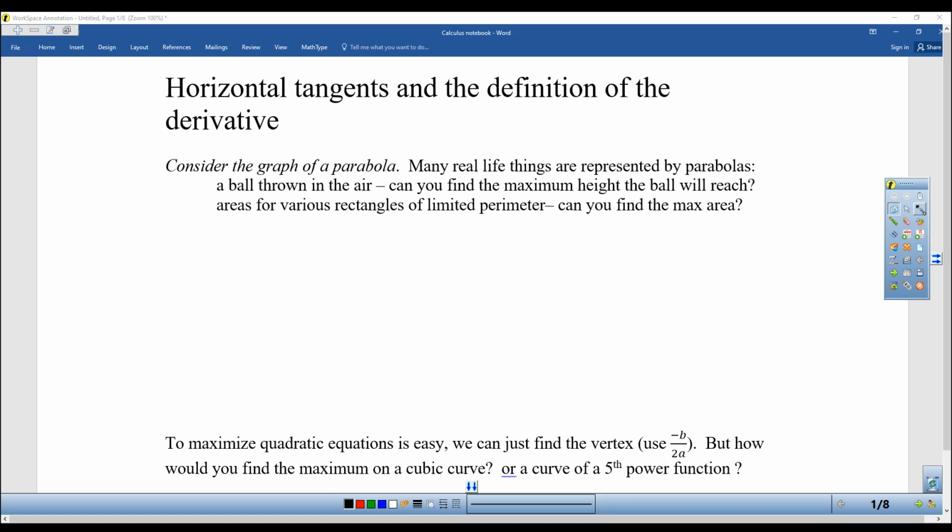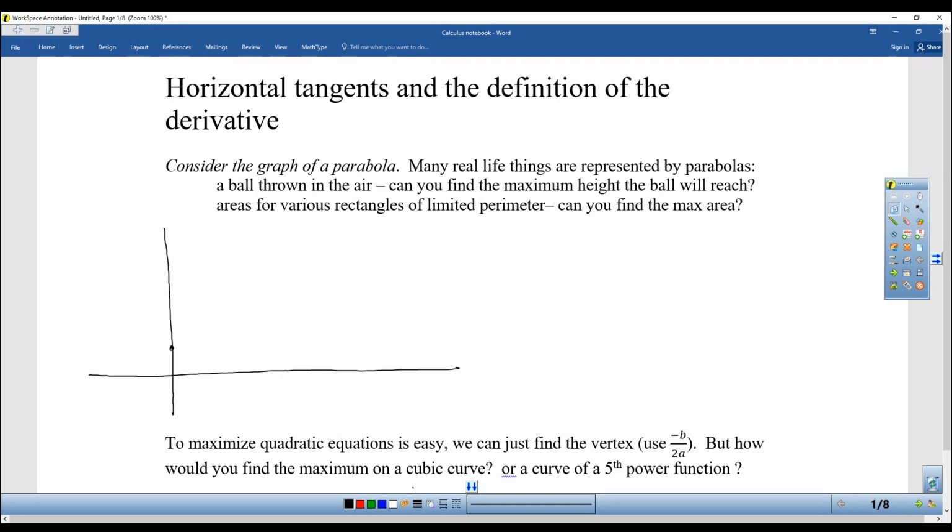Hello, everyone, and welcome to Horizontal Tangents and the Definition of the Derivative. So I want you to consider the graph of a parabola. Many real-life things are represented by parabolas. The one that you probably are the most familiar with is a ball being thrown up in the air.